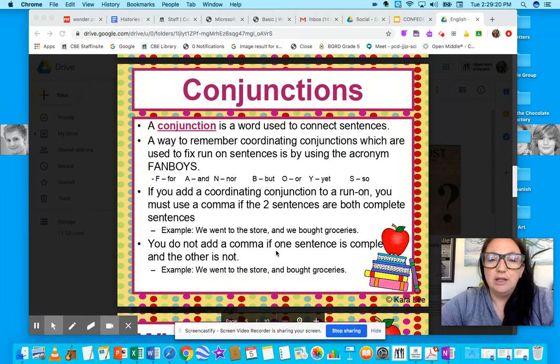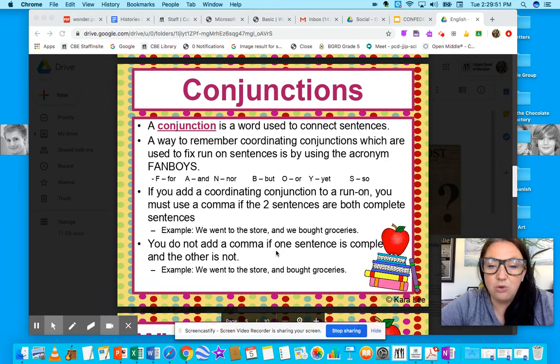Conjunctions. A conjunction is a word used to connect sentences. A way to remember coordinating conjunctions, which are used to fix run-on sentences, is by using the acronym FANBOYS. So these are the different conjunctions. F is for, A is and, N is nor, B is but, O is or, Y is yet, and S is so. So if you think of FANBOYS, you'll be able to think of all the different types of conjunctions.